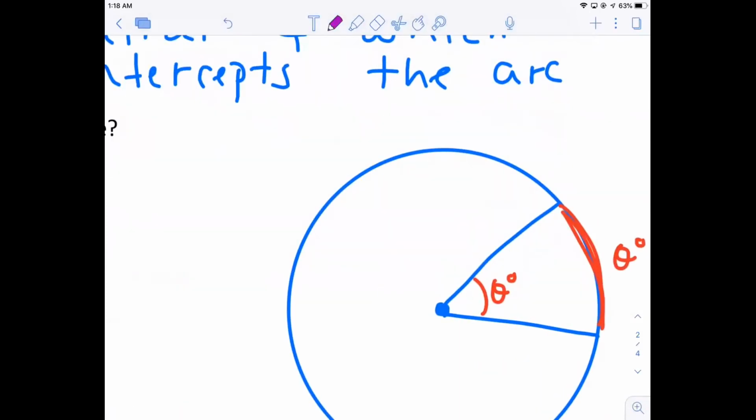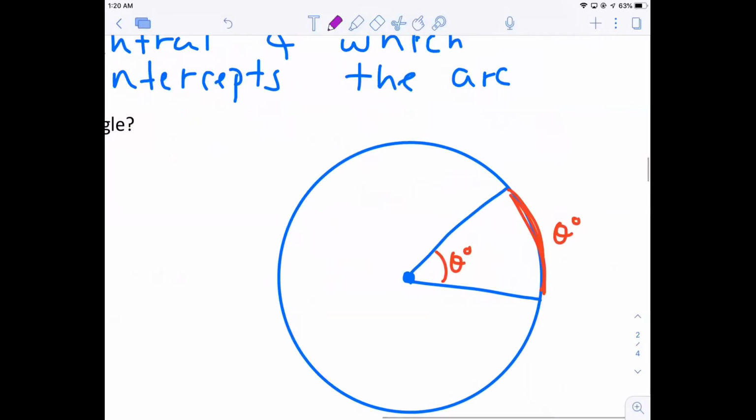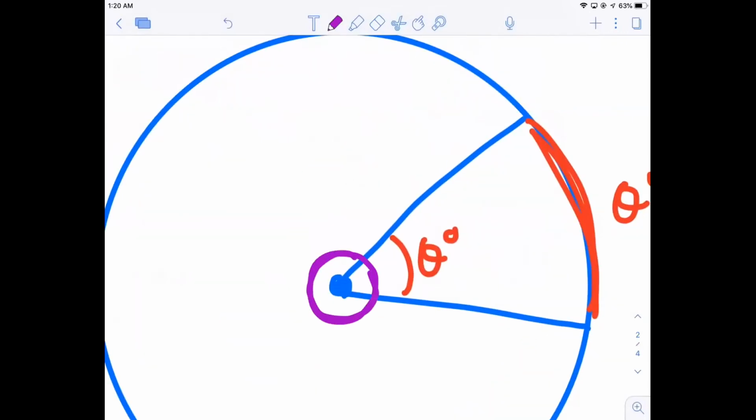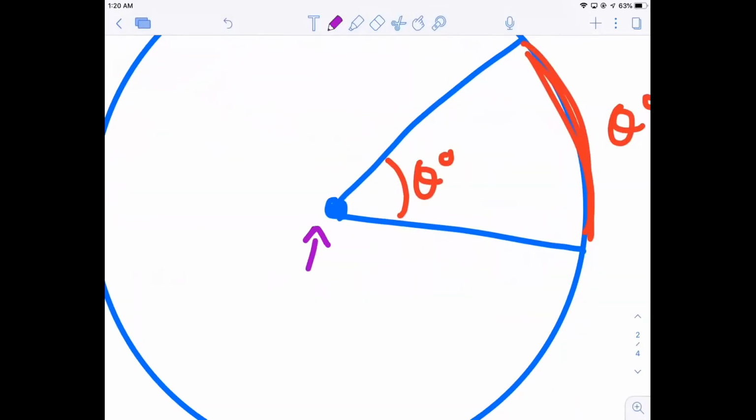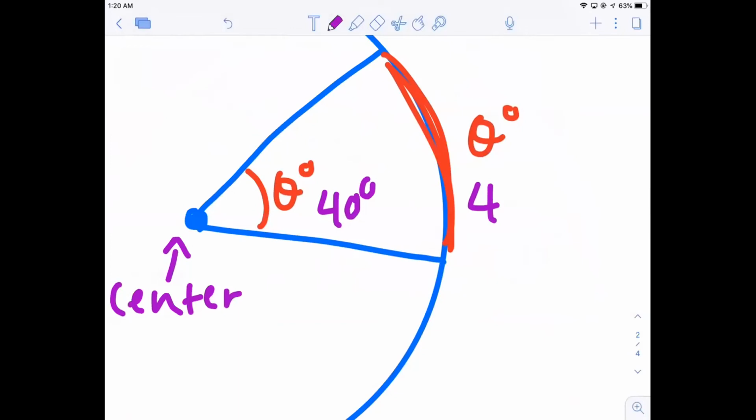And just be careful if you have an angle like this, let's say this is 40 degrees. We can't say that arc is 40 degrees because that's not the center of the circle. So this only holds for central angles, and central angles have their vertex at the center of the circle. So if this here were 40 degrees, then we can say that arc is 40 degrees.